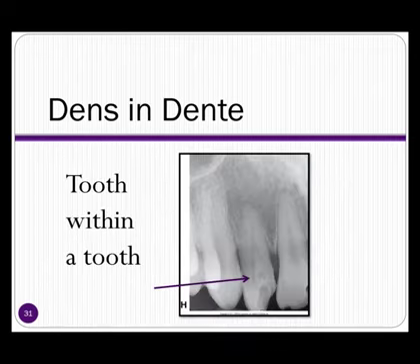Here we have an x-ray of a tooth that has dens in dente. And I want to point out a few things to you on the x-ray to help you see what I see. First of all, enamel is the hardest structure known to man. On an x-ray, the more dense the tissue, the thicker the tissue, the whiter it appears on film.